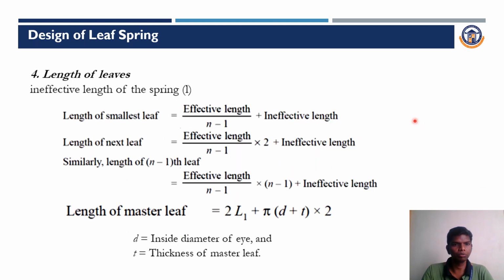Last, to find the length of the leaves, these are the formulas we are going to use: length of the smallest leaf, length of the next leaf, similarly length of the n minus nth leaf. D stands for the inside diameter of the eye, and small t is the thickness of the master leaf.